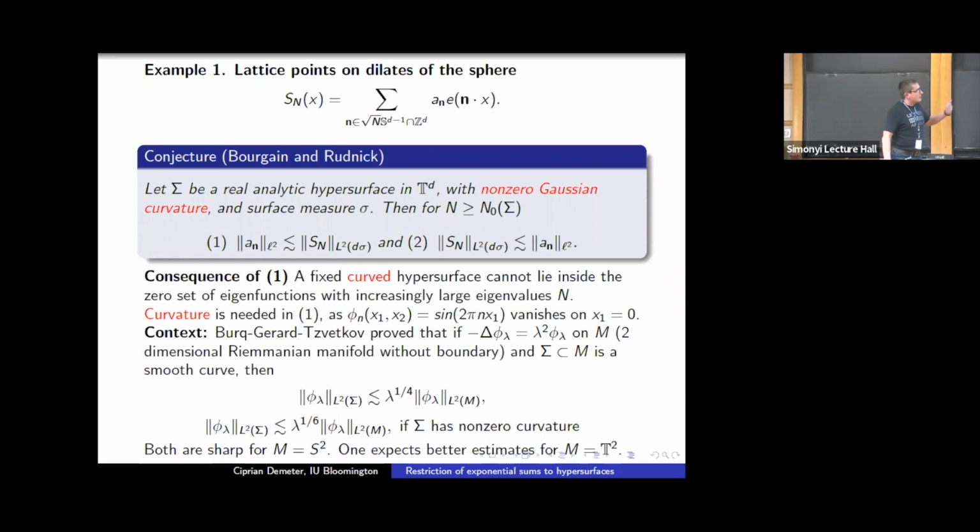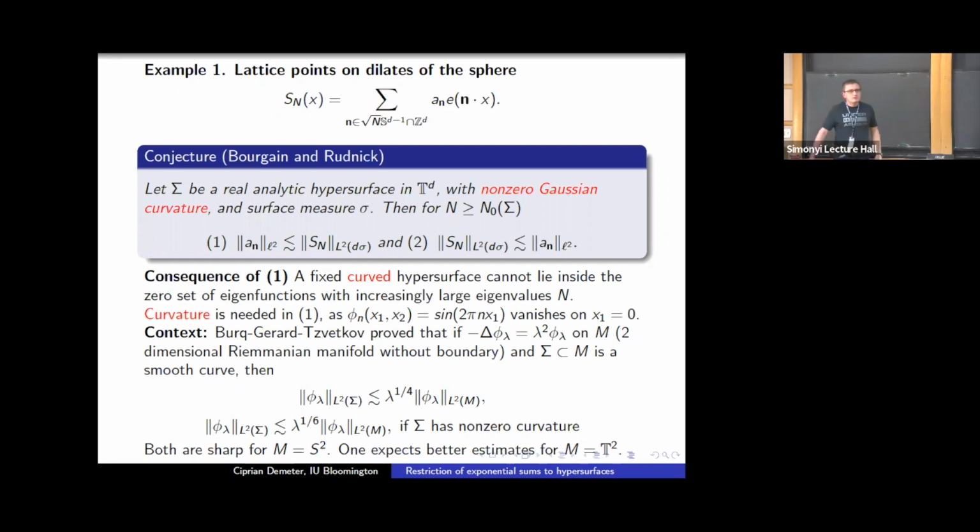Why do you need to take n large enough depending on the manifold? Because you can always cheat. If you want this to happen for all the n's, then for a fixed value of n, you can pick the manifold that contains the zero set or sits inside the zero set of the exponential sum, and then, you know, zero cannot be larger than the L2 norm of a sequence.